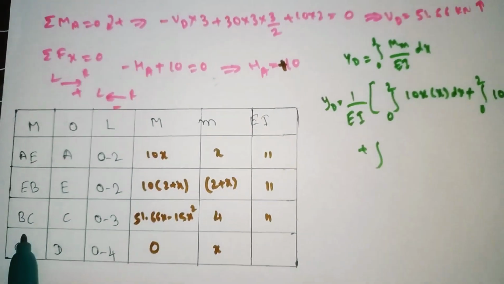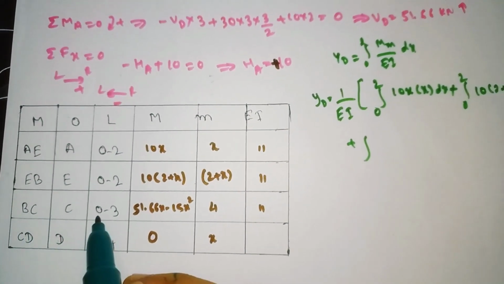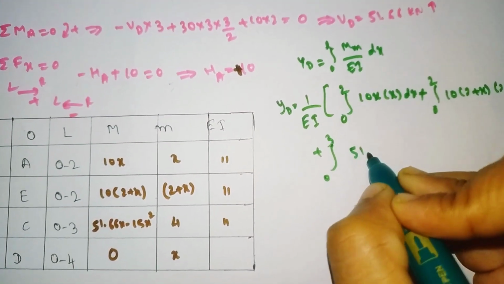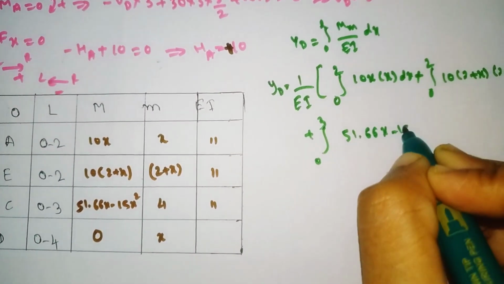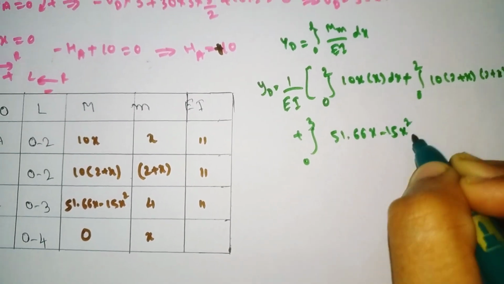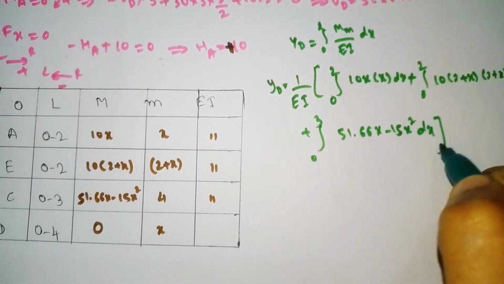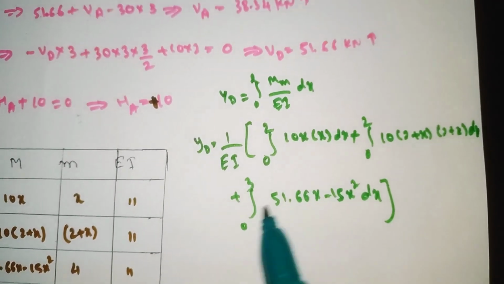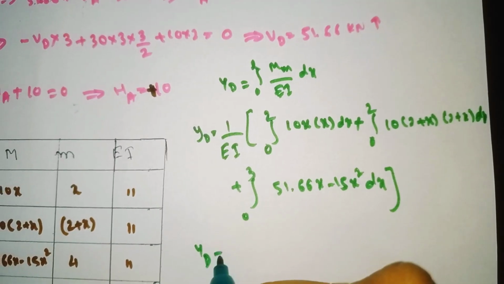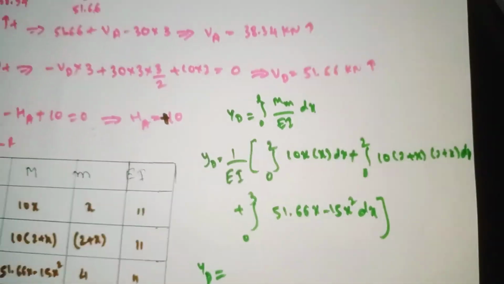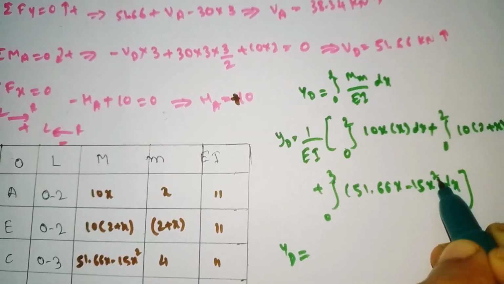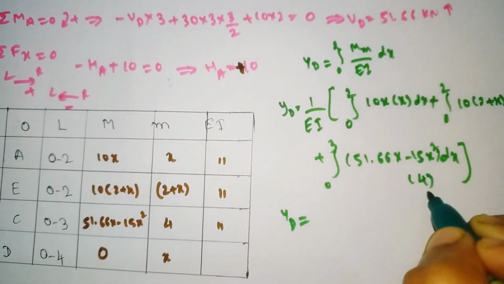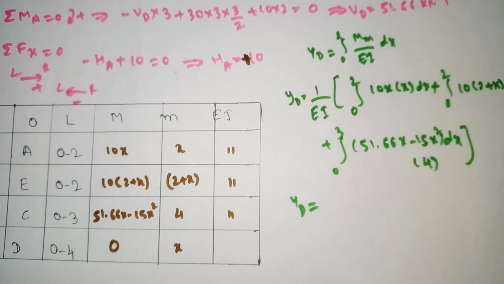Plus integration for BC, limit is 0 to 3, so 0 to 3 of 51.66x minus 15x square into dx. Now close it. For CD, 0 into anything becomes 0, so I am not taking it now. By using a calculator we need to solve for YD. I will show you how to calculate it. See here, you need to write 4 also. This into this, 4 is there now, so I will write 4 here. This into 4. Now solve it.